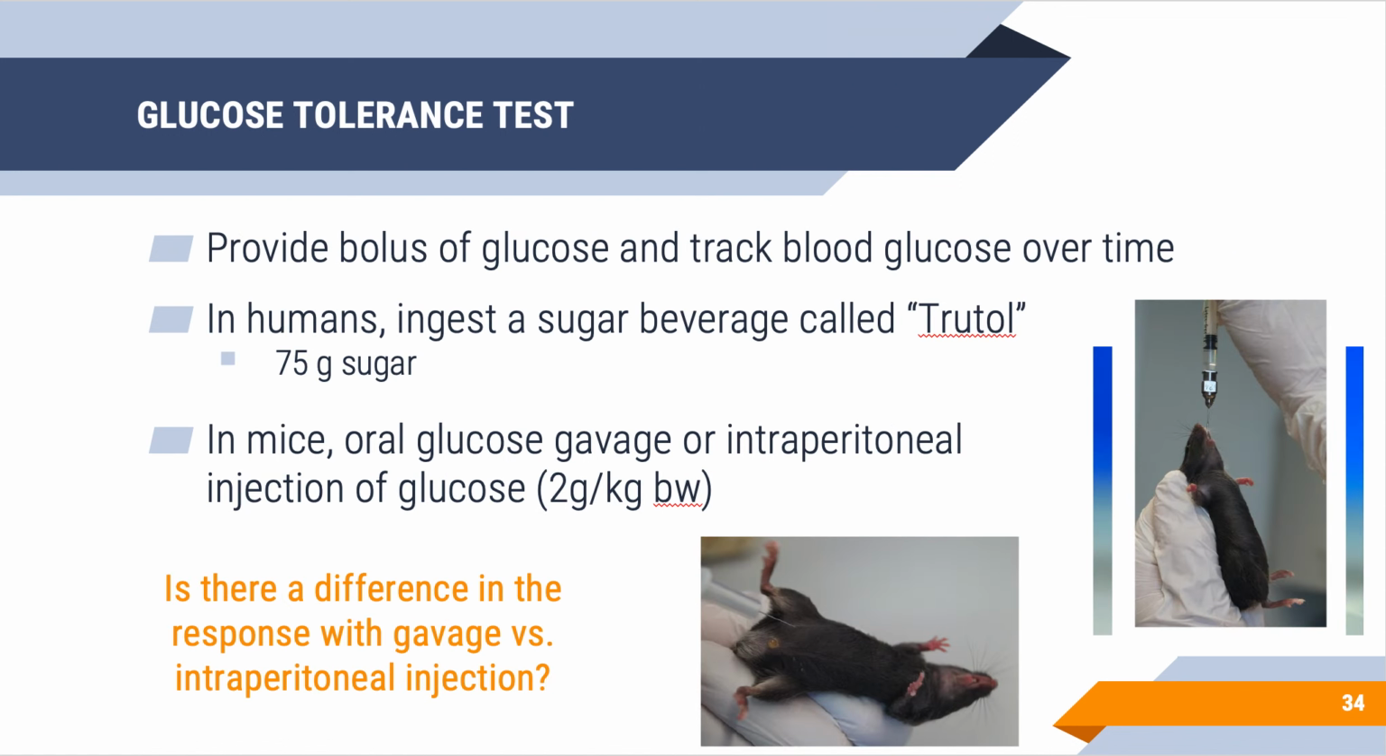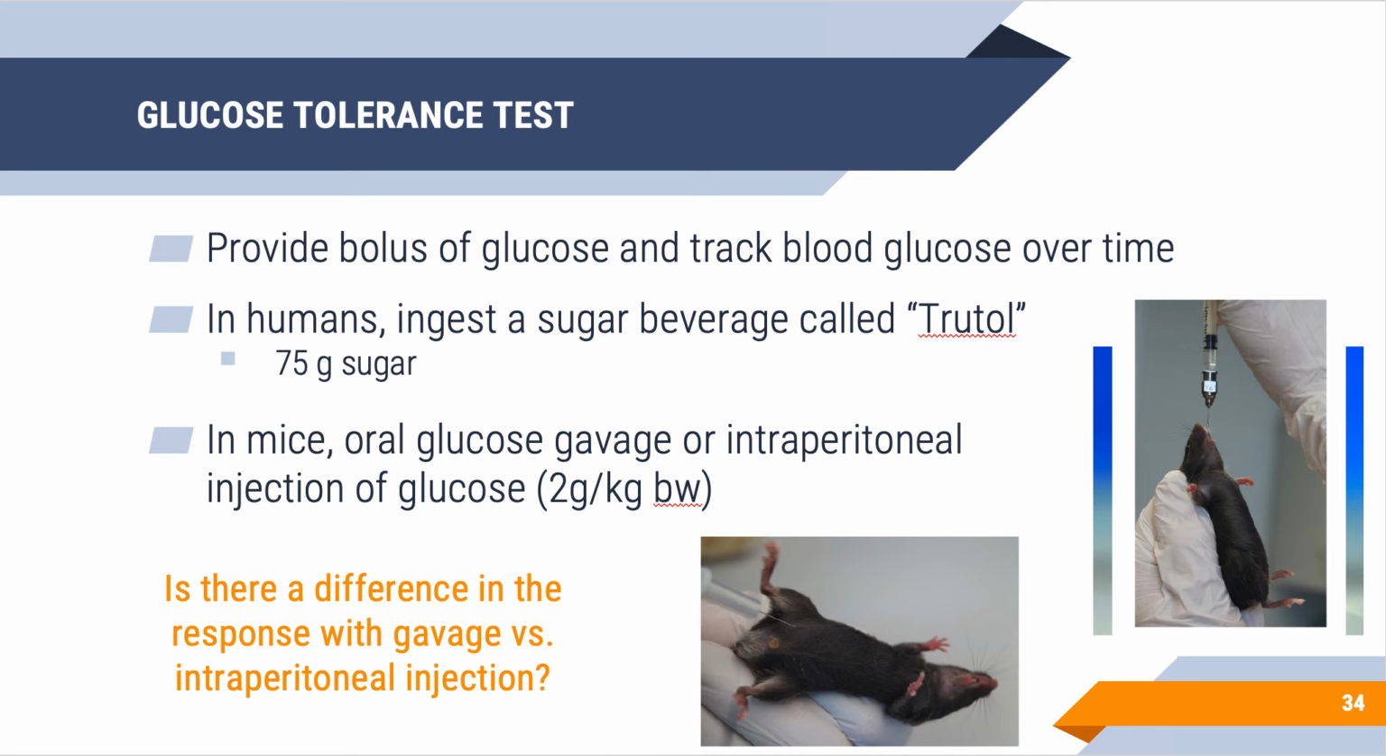So how do we actually test insulin-stimulated glucose uptake? One of the main ways we do this is through a glucose tolerance test, where we provide a bolus of glucose and track blood glucose over time. In humans, we do this through the ingestion of a sugar beverage called Trutol. It's about 75 grams of sugar, and it tastes like flat orange crush. In mice, we can either deliver an oral glucose gavage, meaning that we deliver it directly through the mouth, or we can deliver an intraperitoneal injection of glucose, which is 2 grams per kg body weight.